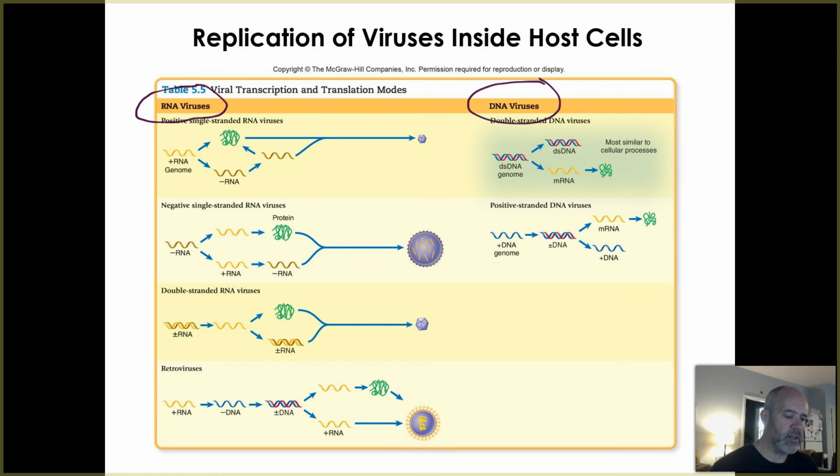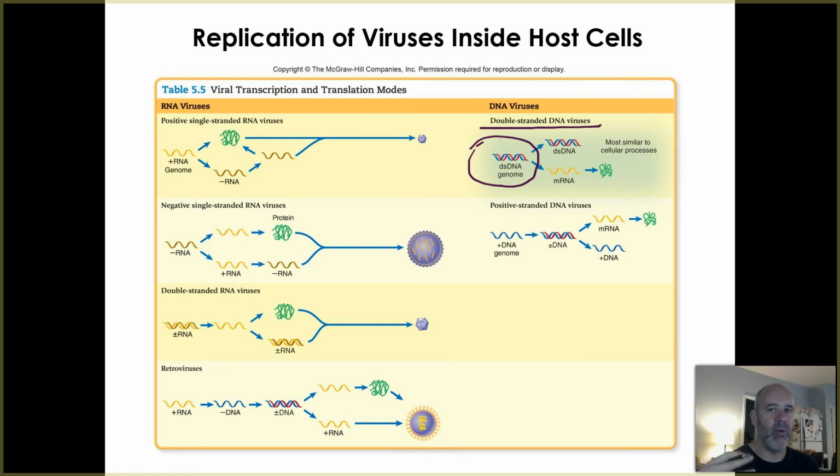Let's talk about the DNA viruses over here on the right first. Many viruses are what we call double-stranded DNA viruses. And all that means is that their genomes are double-stranded DNA, just like our cells have double-stranded DNA, just like the DNA of a bacterial cell will be double-stranded DNA. And these viruses, their processes of replication, their processes by which all their new parts and so forth are made, are the most similar to cellular processes, like how our cells would operate or how a bacterial cell would operate.